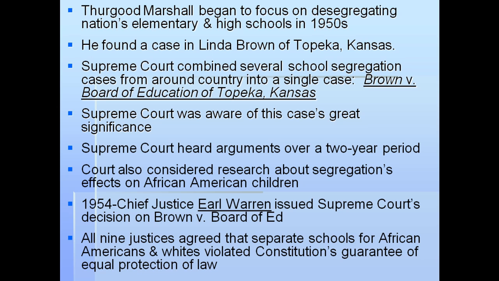In 1954, Chief Justice Earl Warren, considered one of the most liberal Chief Justices ever, issued the Supreme Court's decision on Brown versus Board of Education. In it, all 9 justices unanimously agreed that separate schools for African Americans and whites violated the Constitution's guarantee of equal protection under the law. It ruled that separate was not equal.